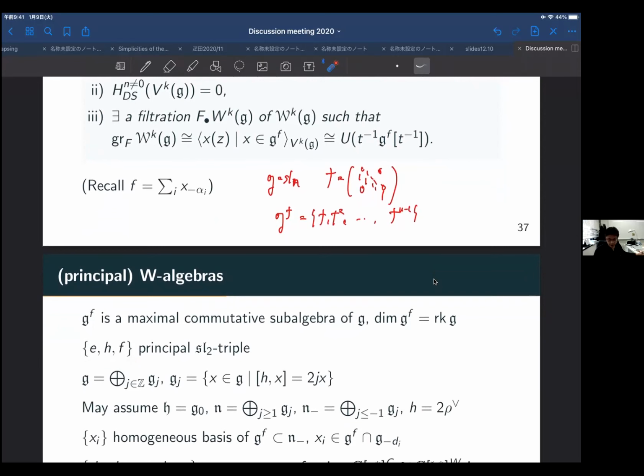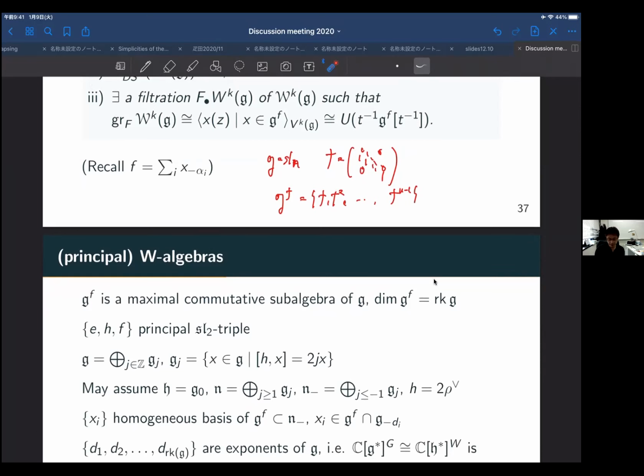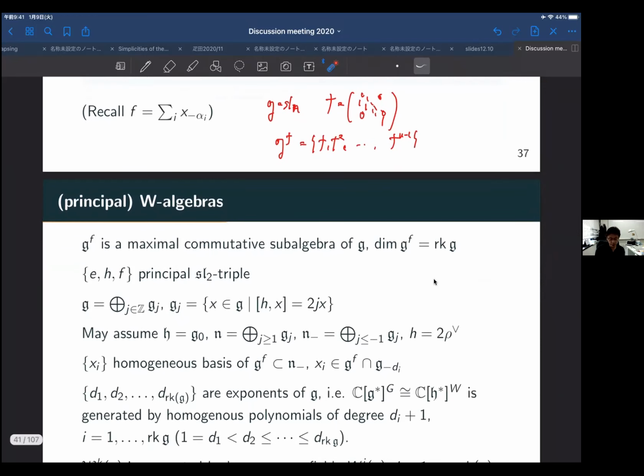And because this is a principal nilpotent element, the grading by this adjoint action gives us the triangular decomposition of G. So you may assume that g_0 is the Cartan, n_+ is the positive part of this grading, n_- is the negative part, and H is 2 times rho check, where rho check is the half sum of positive roots. Let's take a homogeneous basis of this centralizer with respect to this grading. By SL2 representation theory, the centralizer is contained in the upper triangular subalgebra. So for this SL2 case, it's clearly contained in the n_-. And the degrees of these homogeneous elements are the exponents of G.